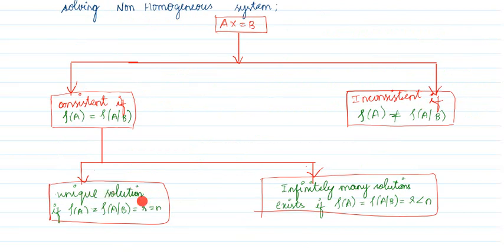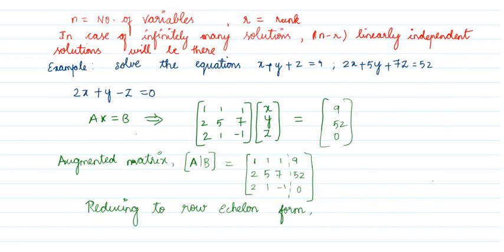If it has a unique solution, then the rank of A is equal to the rank of the augmented matrix AB, and if it is equal to the number of unknowns, then it has a unique solution. If the rank is less than the number of unknowns, then it has infinitely many solutions, and we will see how to solve those. Here n is the number of variables, and r is the rank.